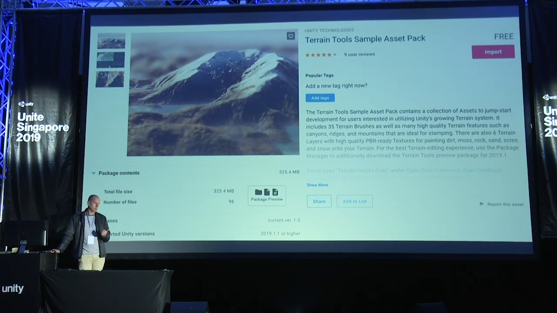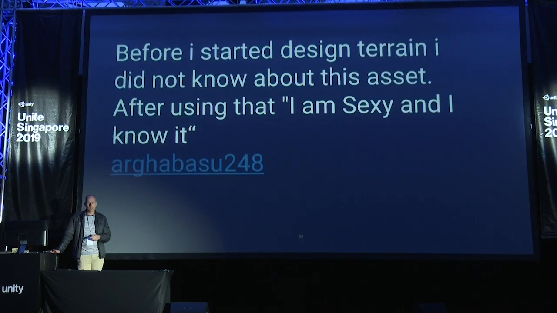So this is where you get them. So you get the Terrain Tools package, and you go and download that, and then you go into the asset store. There is a link from the package as well called the Terrain Tools Sample Asset Pack. So a lot of people miss that. A lot of people just get the Terrain Tools package, but this is going to have a whole bunch of other brushes and textures and things, the snow and the grass and all that sort of stuff, so you can just work out of the box. And you can see it's a 5-star review, including this review, which I really loved. Before I started Design Train, I didn't know about this asset. Now I'm sexy and I know it. So that could happen to you as well.